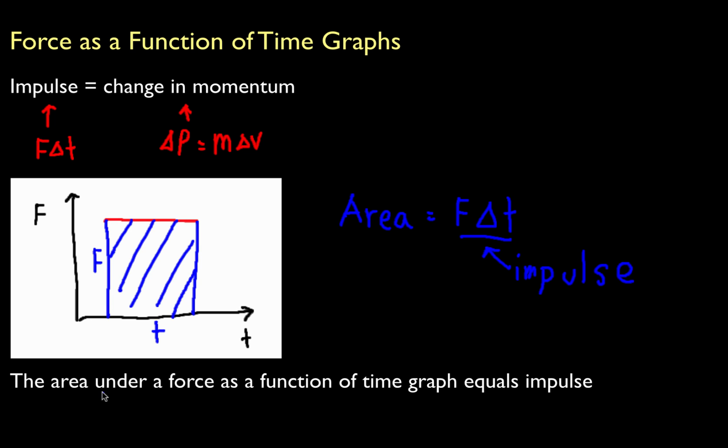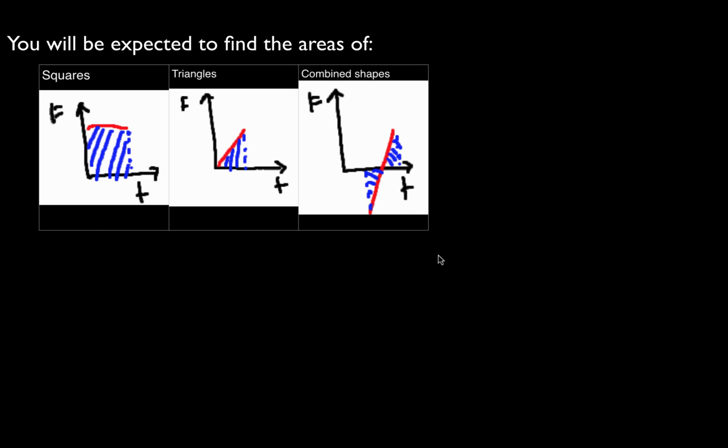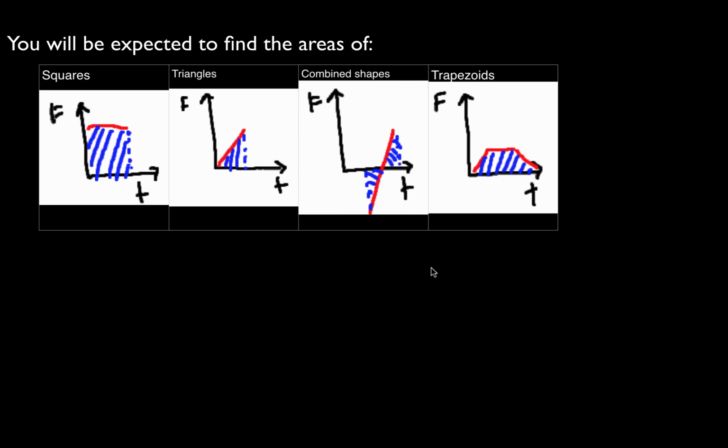When we say under, what we really mean is between the graph and the x-axis. If the graph is below the x-axis, that means that we have a negative area. If it's above the x-axis, we have a positive area. You'll be expected to find a variety of different areas: squares, triangles, combined shapes, and trapezoids.